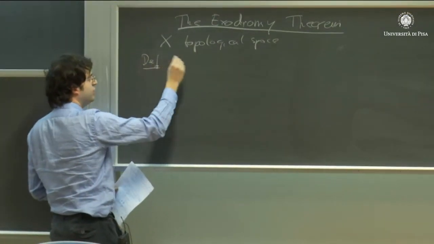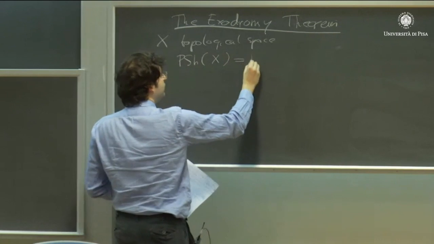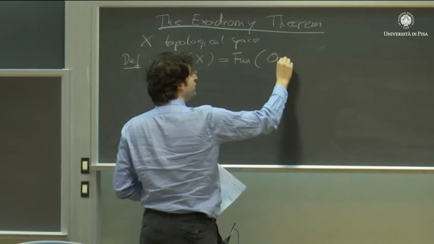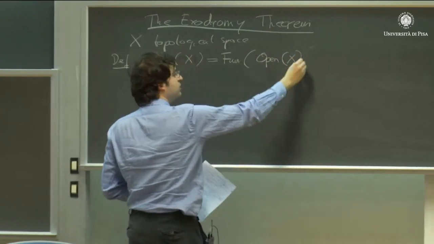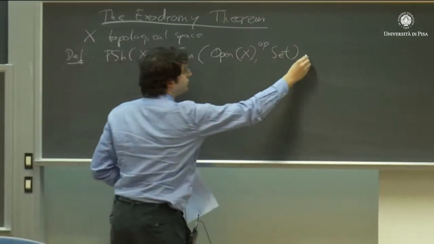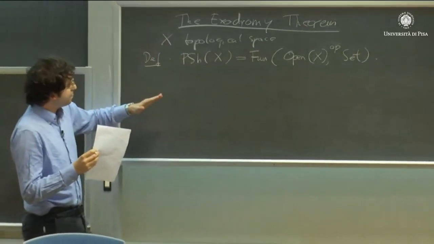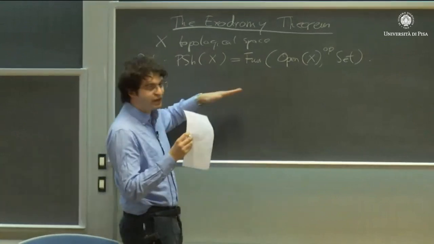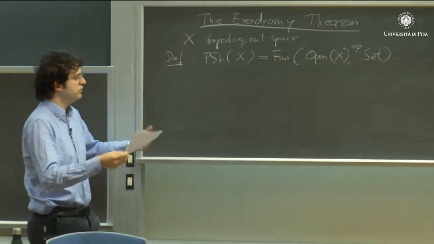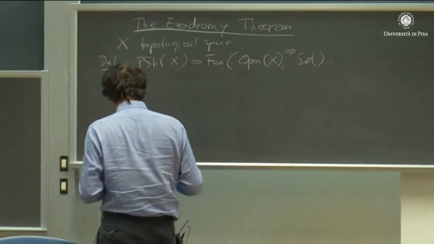Good. So, definition: the category of presheaves over a topological space is defined as the category of functors from the category of open subsets of X to the category of sets. What we'll do is to study some subcategories of this, namely presheaves or sheaves with certain properties, and ask ourselves a particular question, which will come in a moment.